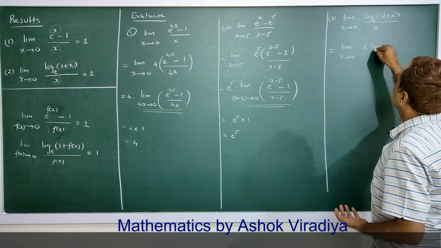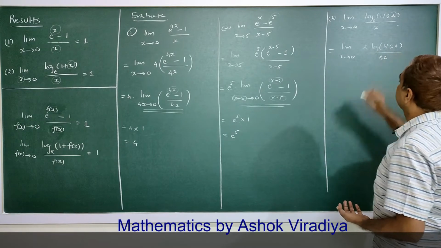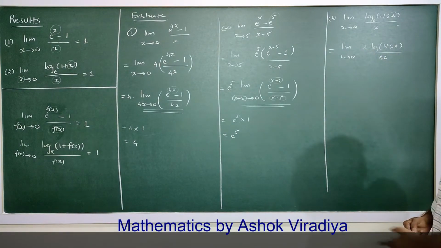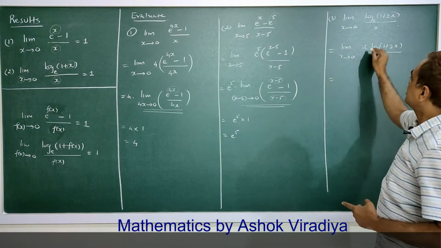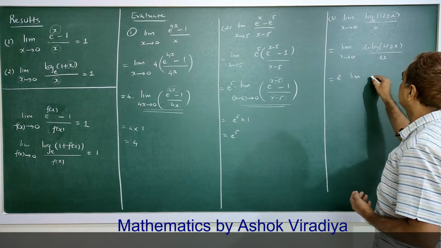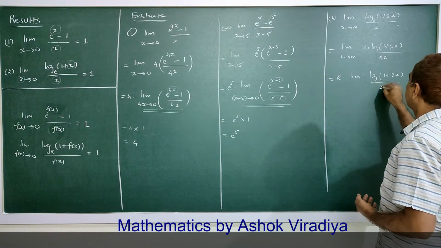multiply and divide by 2. Now look there, 2 is constant. I am taking 2 outside. Then put limit of log of 1 plus 2x upon 2x.